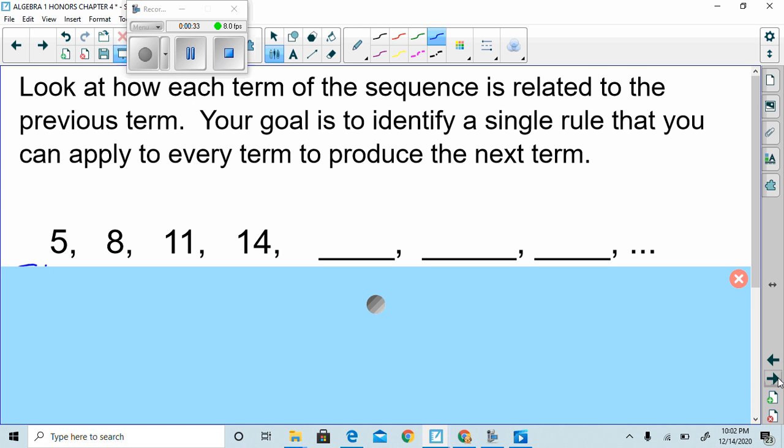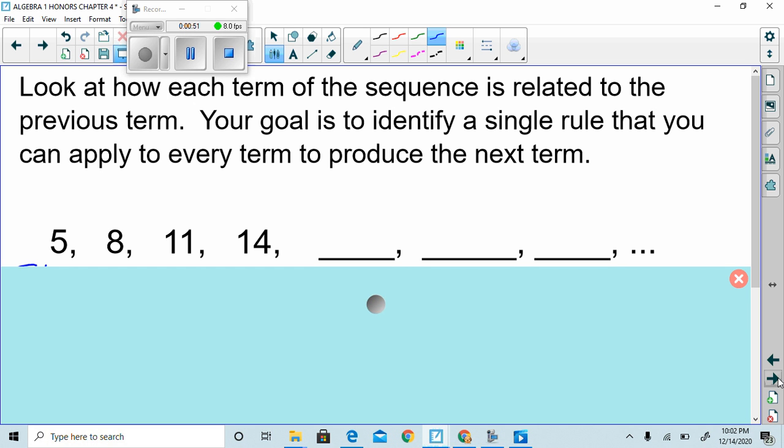Look at how each term of the sequence is related to the previous term. And again, your goal is to identify a single rule that you could apply to every term to produce the next term. So you're looking to see if there is a pattern that we can establish and write that rule.